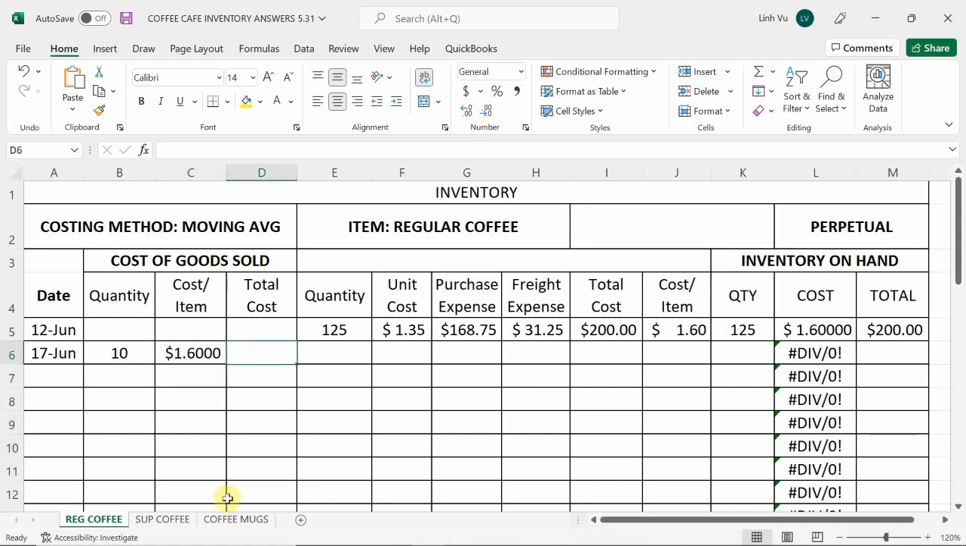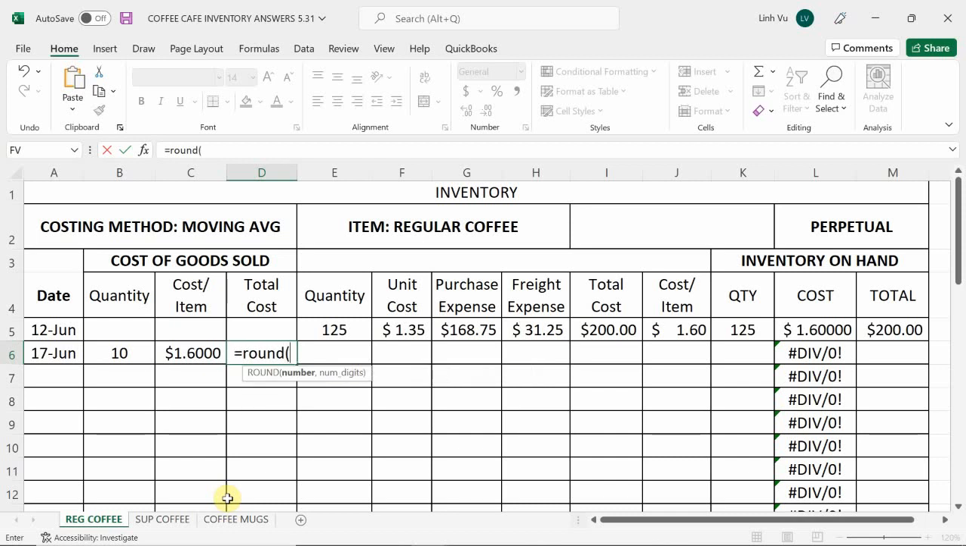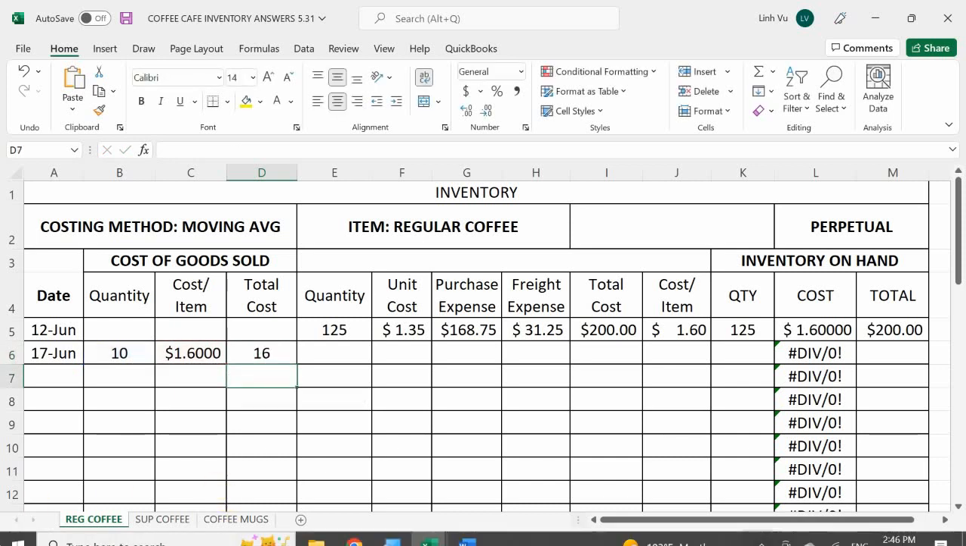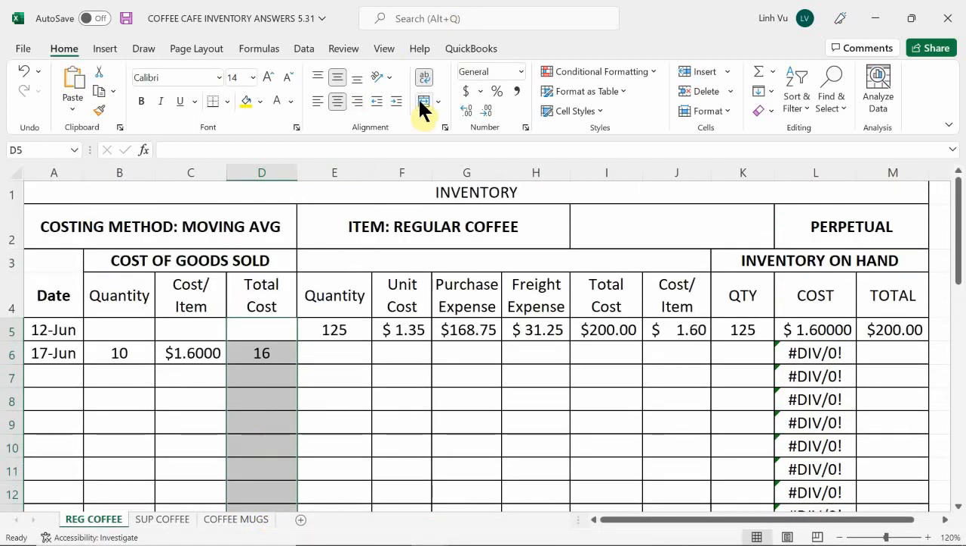So, how much is it going to cost me in grand total? What's my total cost of goods sold if I sold 10 pounds at $1.60? $16. Right? This one's straightforward math. You're going to take the number of pounds times the unit price or the cost per item, and that's going to give me $16. Actually, you gotta take it out of the inventory on hand.